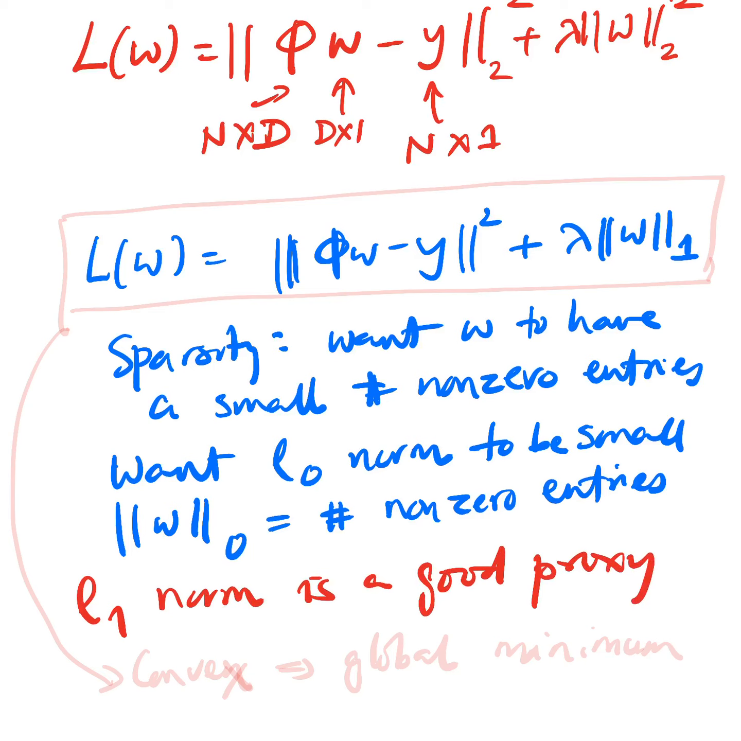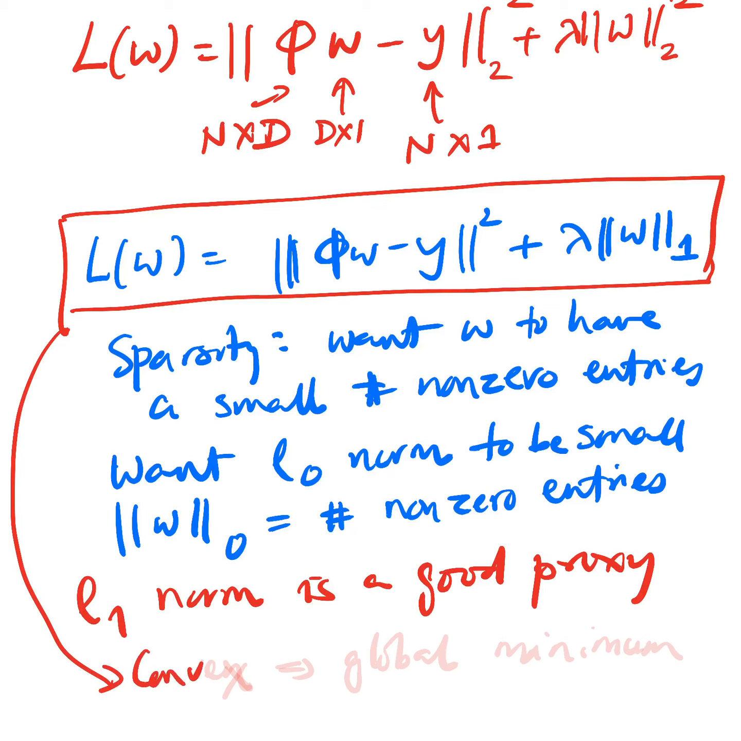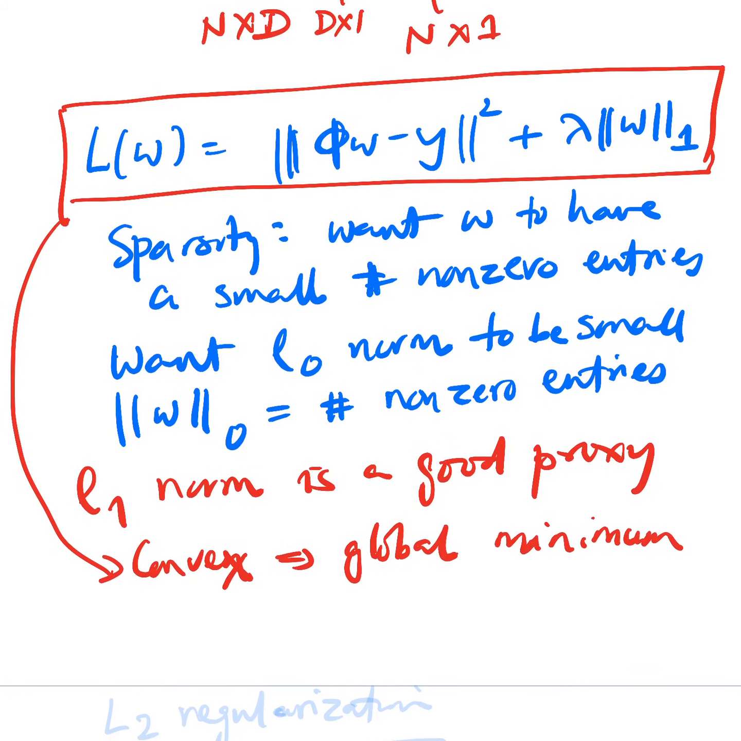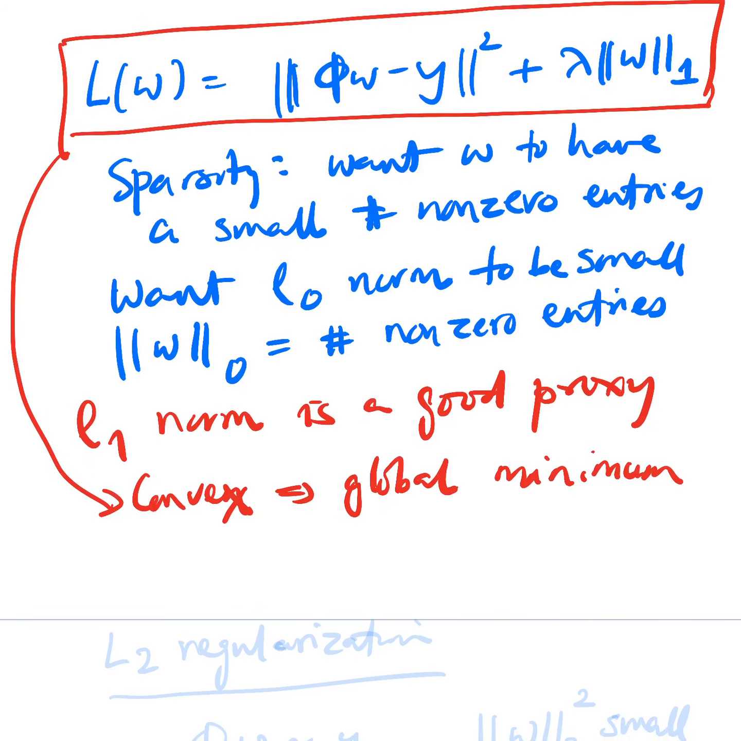Why is it a good proxy? Because this cost function that we have is actually convex, which means I can find a global minimum easily by a number of techniques. So before we go on and say how we are going to solve this problem, let's get some intuition as to what's the difference between the L1 norm and the L2 norm.